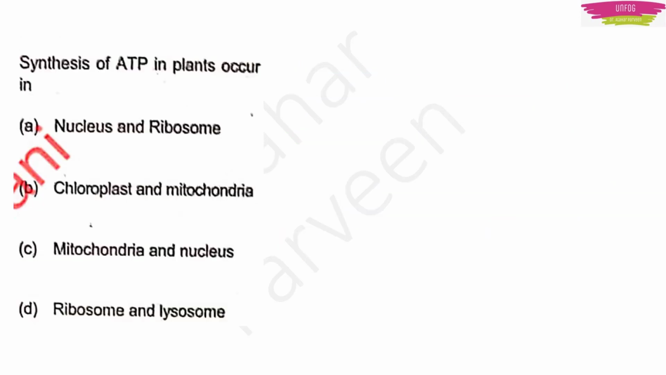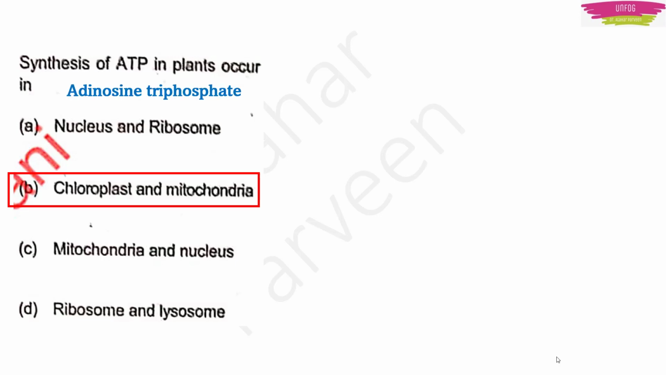Next question. Synthesis of ATP in plants occurs in nucleus and ribosome, chloroplast and mitochondria, mitochondria and nucleus, ribosome and lysosome. Now, the right answer is chloroplast and mitochondria. Okay, the synthesis of ATP occurs in mitochondria. Now, they have already asked this question, so for sure they won't ask it this time, isn't it? But then they can ask some related questions.